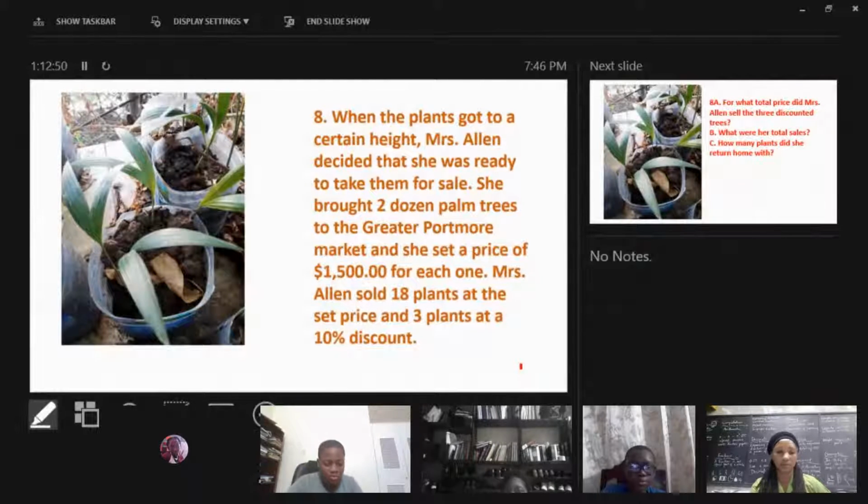Question 8. When the plants got to a certain height, Mrs. Allen decided that she was ready to take them for sale. She brought 2 dozen palm trees to the Greater Portmore market and she set a price of $1,500 for each one.